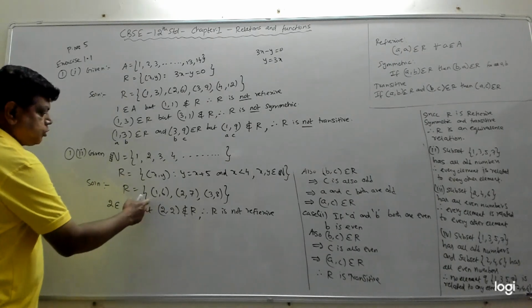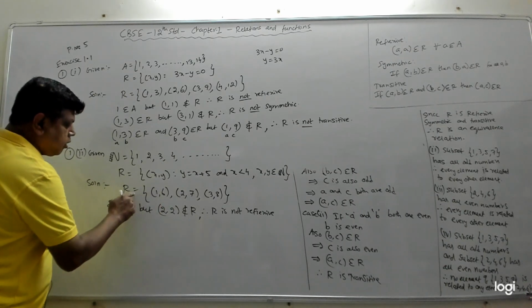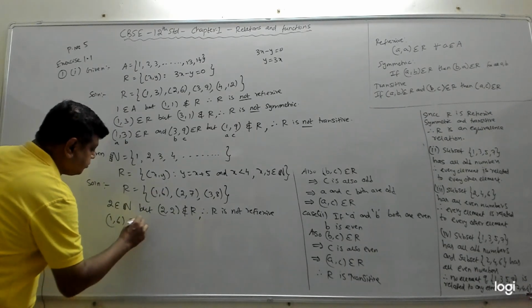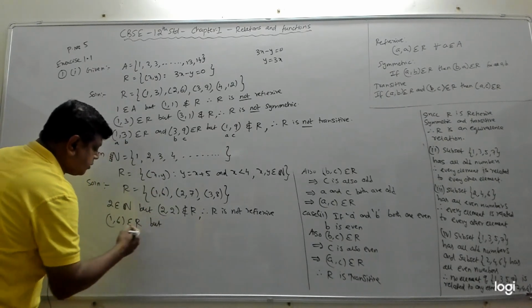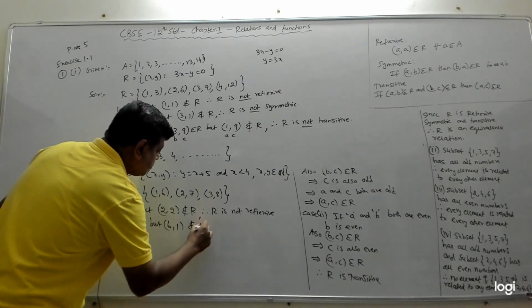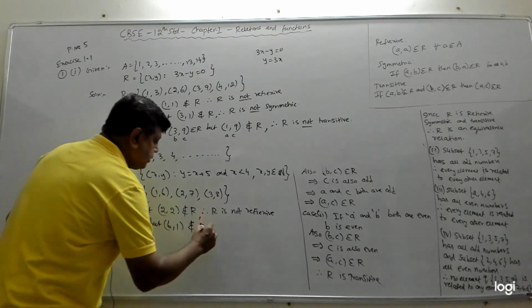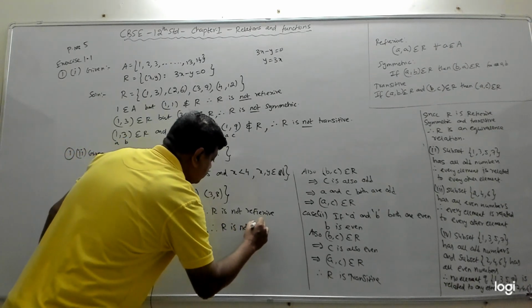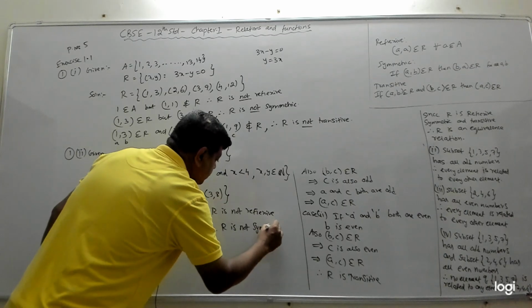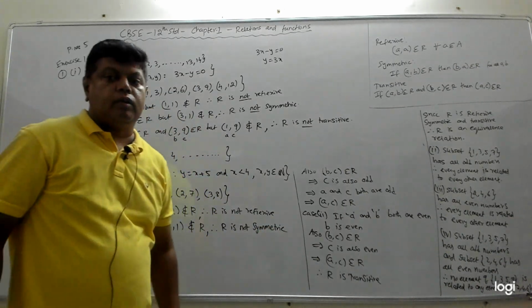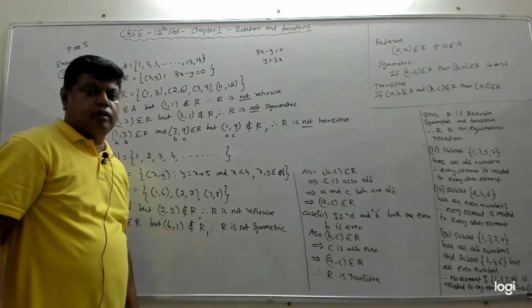Right, here it is easy to take that because 1 comma 6 belongs to R. See, 1 comma 6 belongs to R, but the reverse, 6 comma 1, does not belong to R because 6 comma 1 is not there. Therefore, you can say R is not symmetric. Therefore, it is not a symmetric relation.